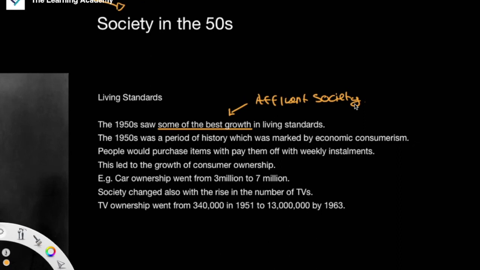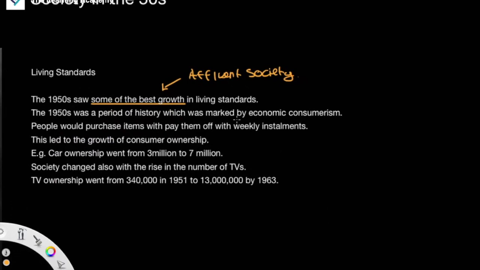We have this sort of affluent living standards within society, and we see a period of history which was marked by economic consumerism. So the economic developments that we looked at in the last lesson were marking people's societal interests and the societal developments that took place. People would purchase items and pay them off with weekly installments. This is purchasing through credit.